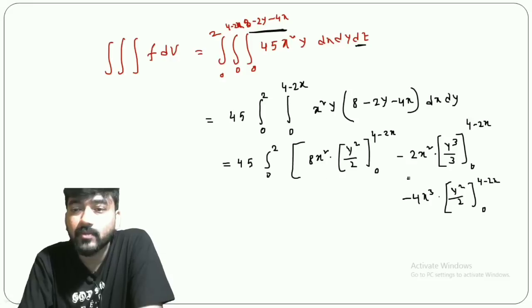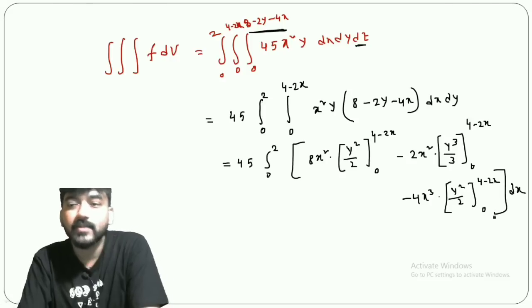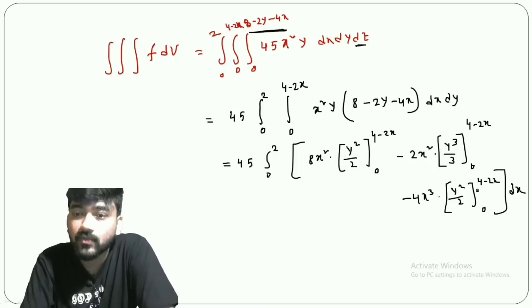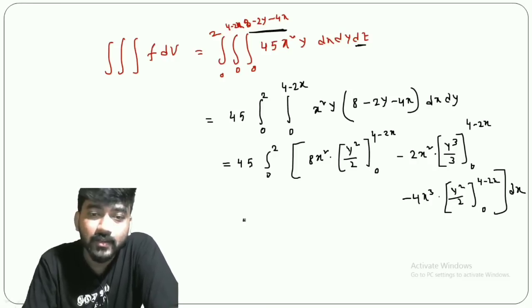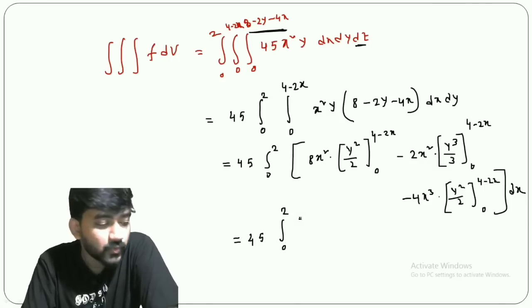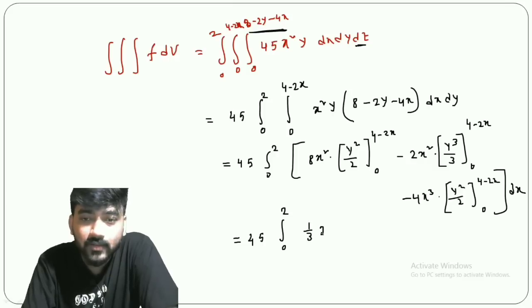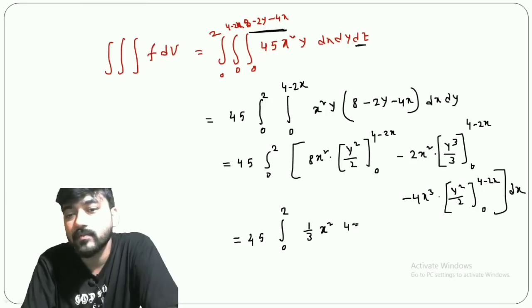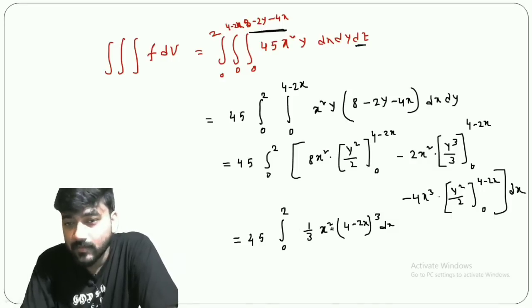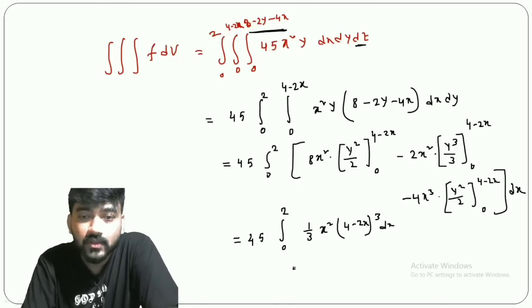And whatever you get from here, you have to integrate with respect to x. Now if you put 4 − 2x here, here, and here, let me give you the result directly. You do it yourself. You will get the integration from 0 to 2, I think it will be 1/3 x²(4 − 2x) dx. Now if you first integrate and then put the limit, you will get the result of 128. So please verify this result.